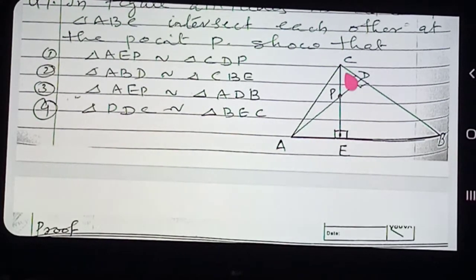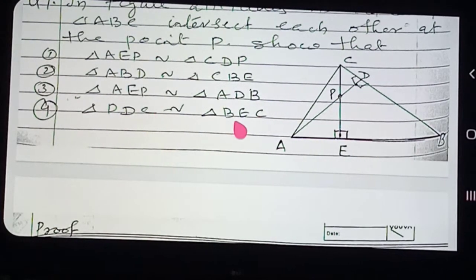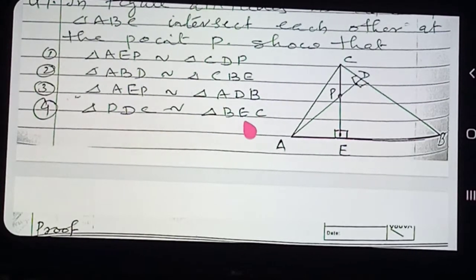Okay, easily you can look, properly listen and write. Triangle PDC and triangle BEC have angle C common. In BEC this angle is 90 degrees, in PDC this angle is 90 degrees. Therefore, by the AA similarity rule, again, triangle PDC is similar to triangle BEC.